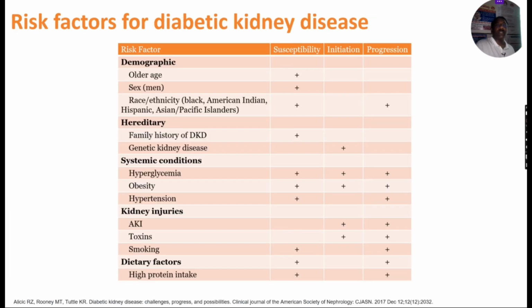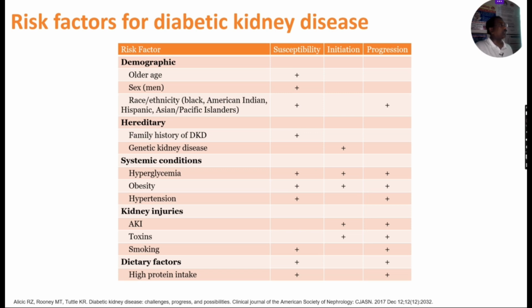So the risk factors for diabetic kidney disease: older age. Obviously, the more elderly, definitely they will have more chances of having CKD. And male people are more prone to have CKD. And the race: Asians are at high risk of getting CKD, along with American Indians, Blacks, that is our African population, and also the Pacific Islanders. And hereditary, again, it runs in the families, CKD.